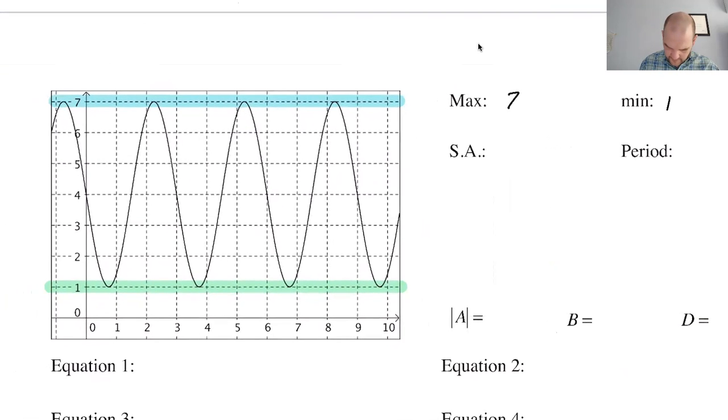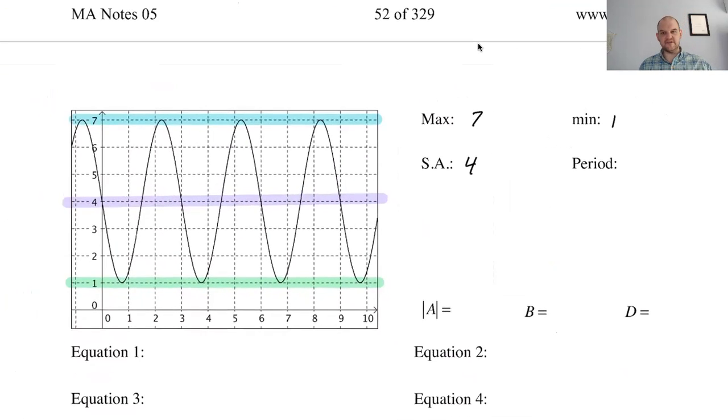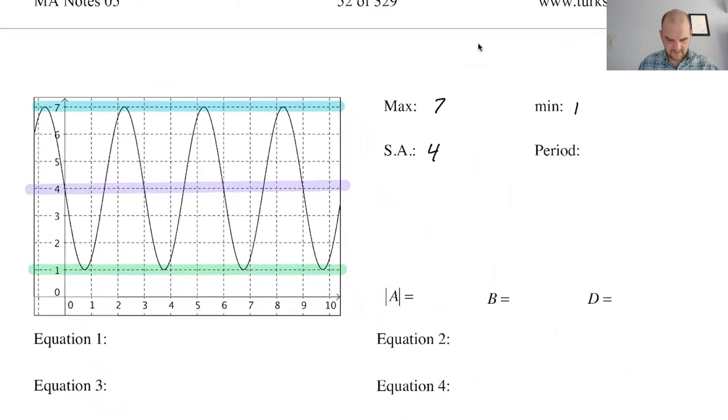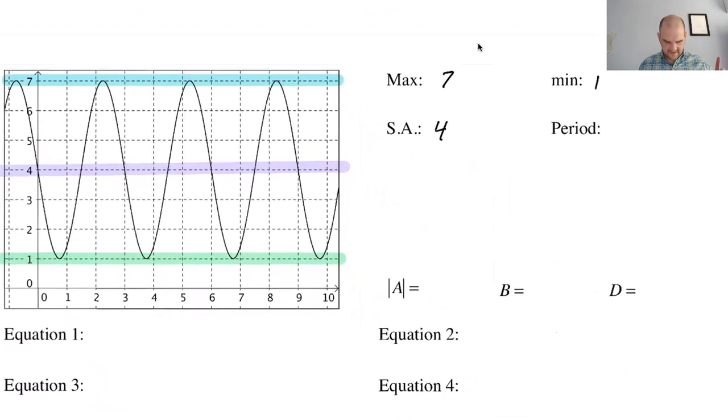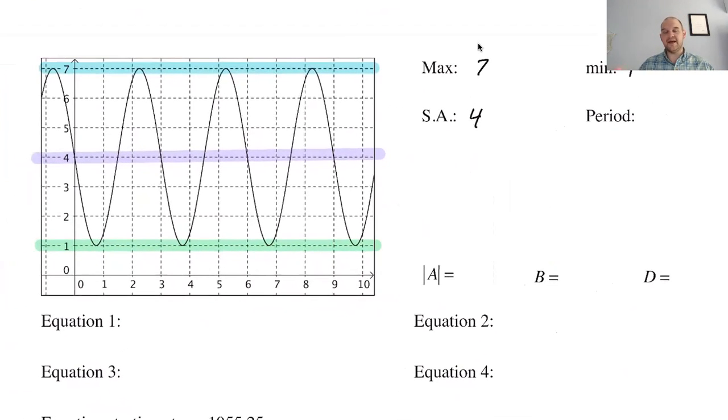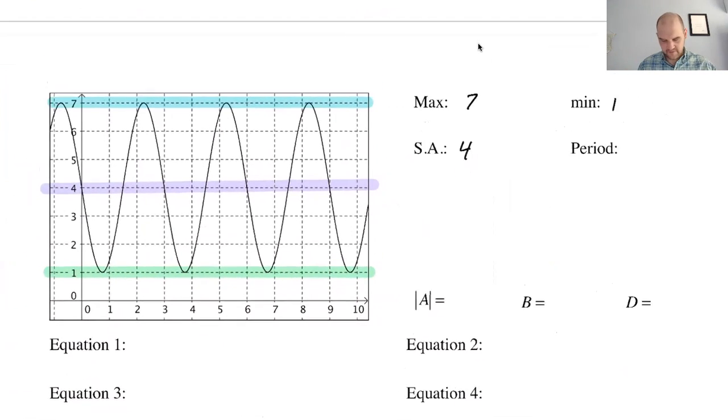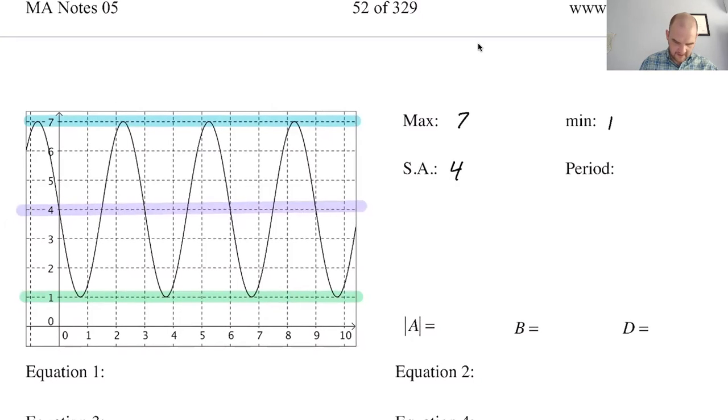So 4. And you can definitely see that if you look going straight across 4, you can see that's definitely the sinusoidal axis. So what does that tell me? That tells me that the amplitude, which is the absolute value of A, is 3, because I can go up 3 this way. I can go down 3 this way.